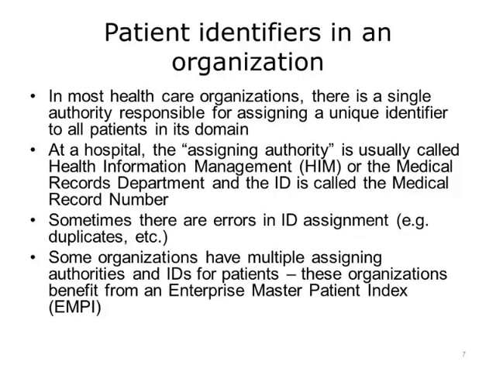Sometimes there can be errors in assignment, such as duplicate IDs, or IDs assigned to the wrong person. Errors can happen within just one assigning authority. A bigger enterprise might include several hospitals, care facilities, and/or physicians' groups. One example might be an accountable care organization, or ACO. Each facility or group within the larger organization may have its own assigning authority for its own patient identifier.